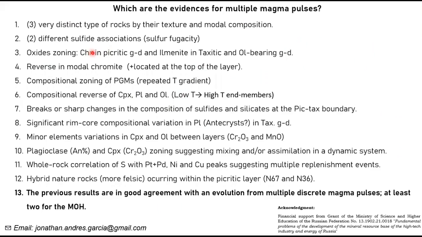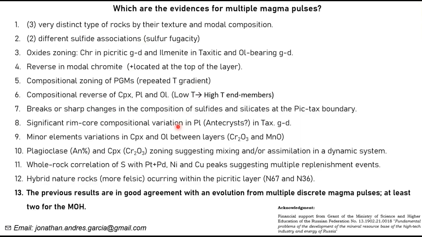We have different sulfide associations. We have three very distinct types of rock by texture and modal composition. We have oxide zoning, with chromite occurring in picritic gabbro-dolerites and ilmenite occurring in taxitic rocks. We have reversing modal chromite, and the chromite horizon is located at the top, which is difficult to explain by means of pure fractional crystallization. We have this compositional zoning of PGMs. We have compositional reversals of clinopyroxene and plagioclase. We have breaks and sharp changes in the composition at the picritic and taxitic boundary, and so on.